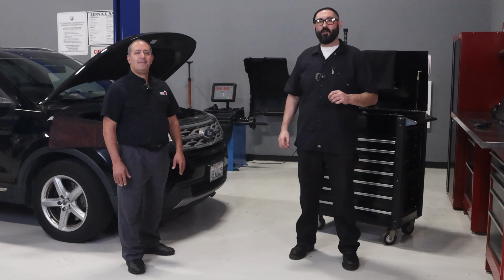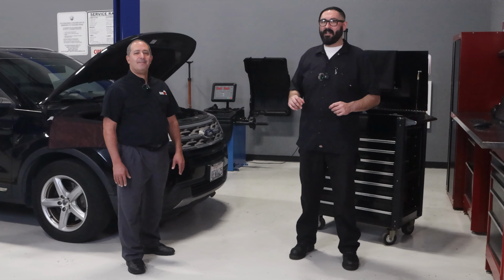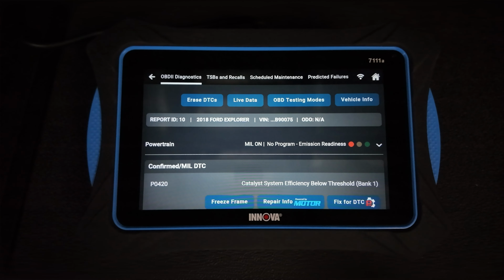In this video, we're going to show you the full diagnostic and repair process for DTC P0420 Catalyst System Efficiency Below Threshold Bank 1 on this 2018 Ford Explorer 3.5-liter engine.